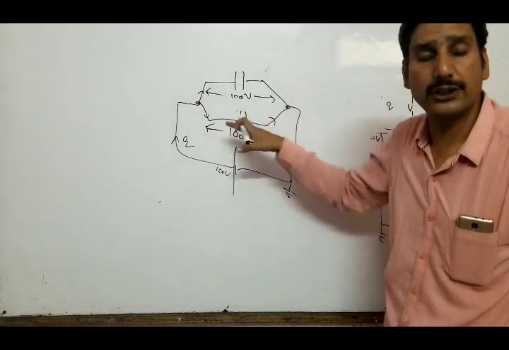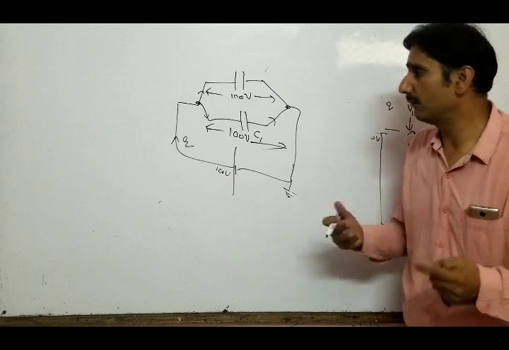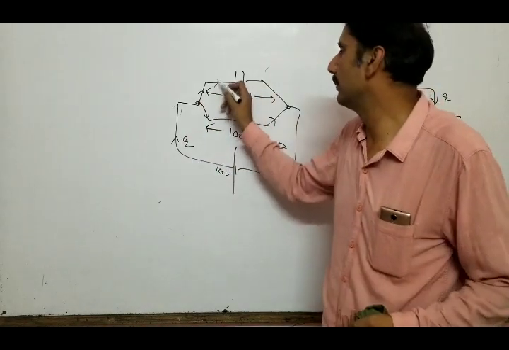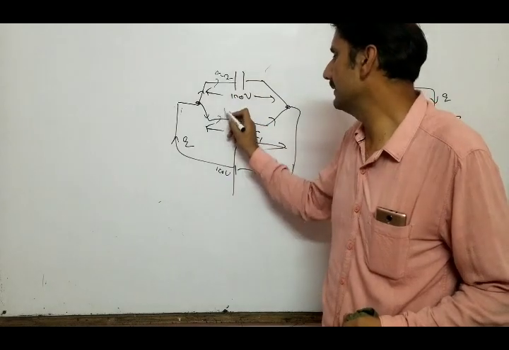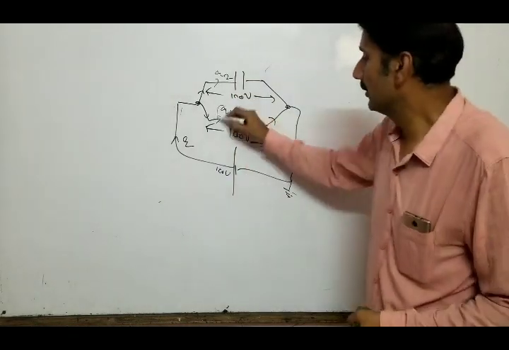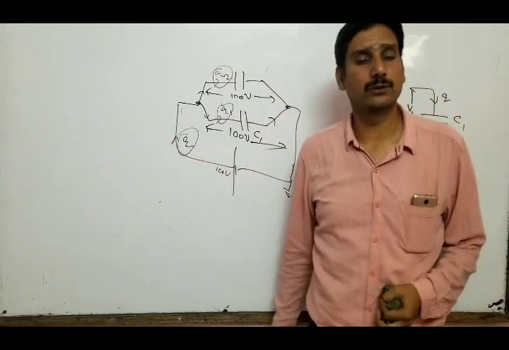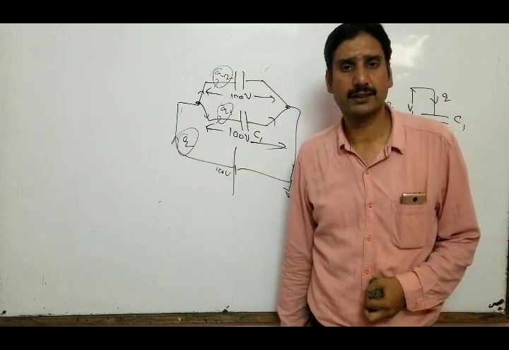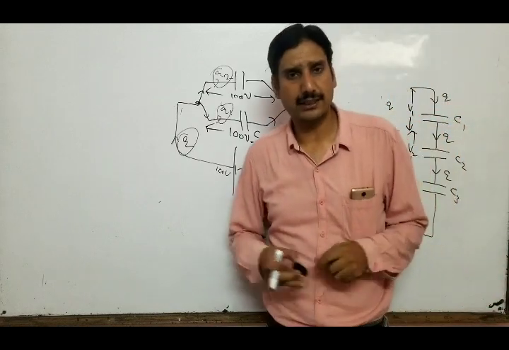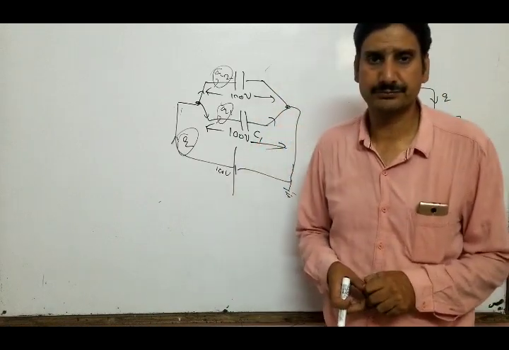But the charge flowing through them would be different. Now what will happen? The total charge Q flowing will get divided into two parts. Let's say Q2 through this and Q1 through this. But since there is charge conservation, Q1 plus Q2 would always be equal to Q. This is basic information about the parallel and series combination.